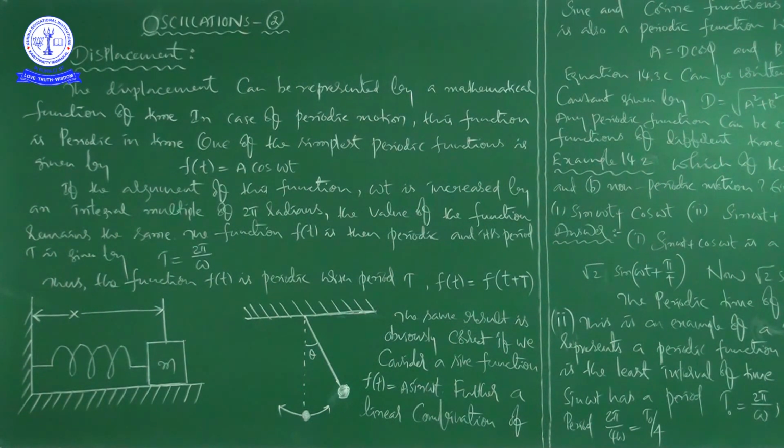Thus, the function f of t is periodic with the period capital T. f of t is equal to f of t plus T. The same result is obviously correct if we consider a sine function, that is, f of t equals a sine omega t. Further, a linear combination of sine and cosine functions.